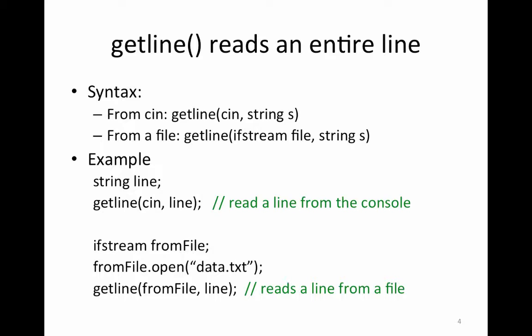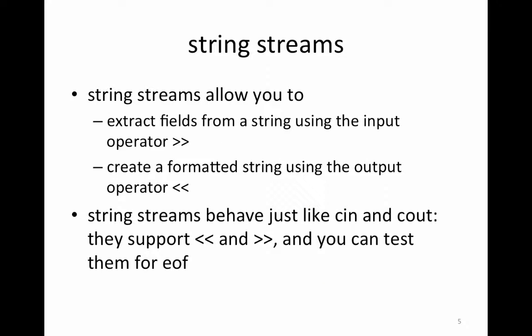When getline reaches the end of the file, it will fail and return false. So getline returns true if it succeeds and false if it fails. So at the end of the file, it will return false. Okay, second thing we need to do is chop the line into fields that we can use.